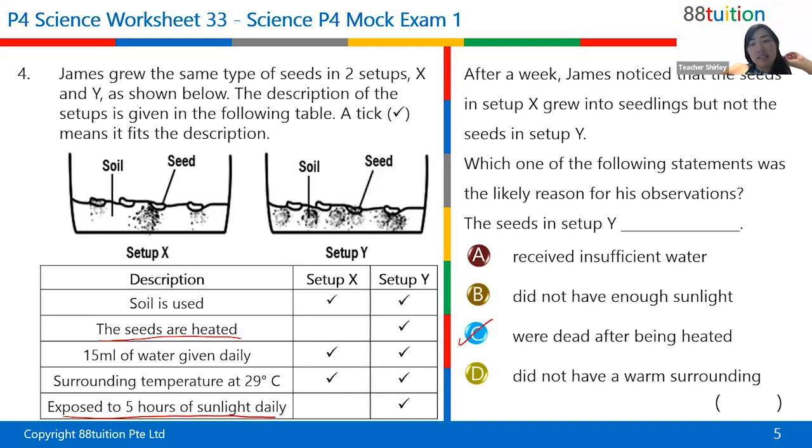When you heat the seeds, they are dead already. When you boil them, they no longer have the ability to germinate into young plants, right? So in this case, yes, they were dead after being heated. So the answer is C. Are we good? Yeah?